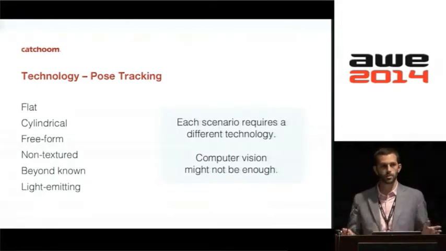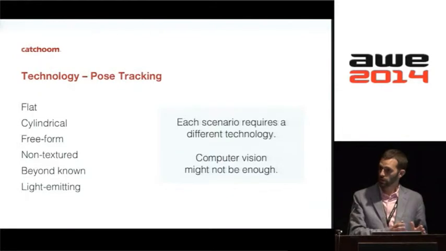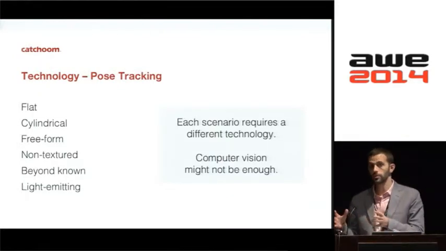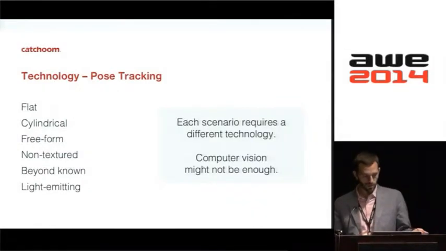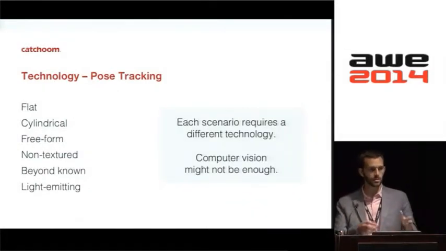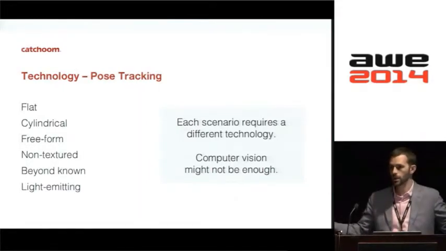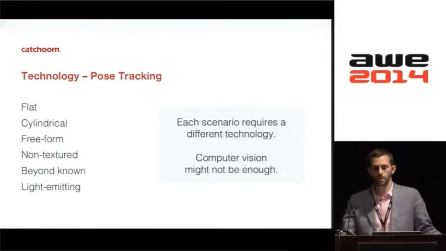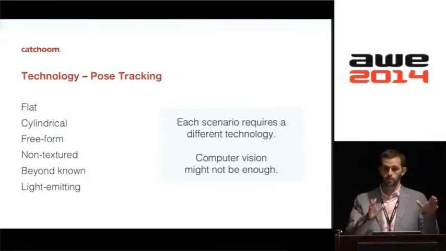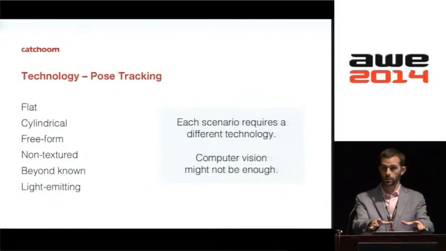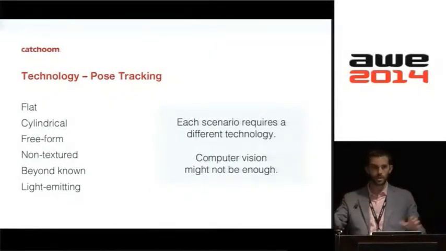Now, if you're shopping for vendors, you will have to know the type of object that you have and the type of computer vision based tracker. Then I also mentioned going beyond the known. What this means is, imagine you start with a known object, but you need to expand to other objects around you. So yesterday, if you were at the Auggies, you probably saw the IKEA case. You would put the IKEA magazine on the floor. It starts there, but then you can move around and create a scenery where you can start putting furniture.